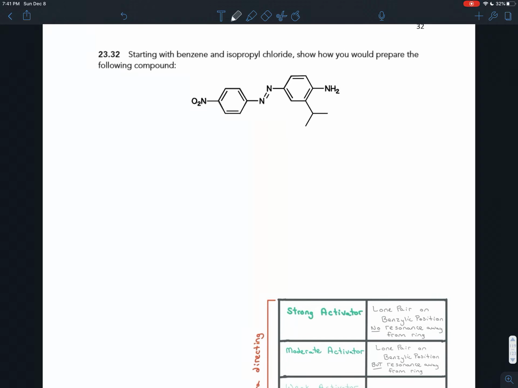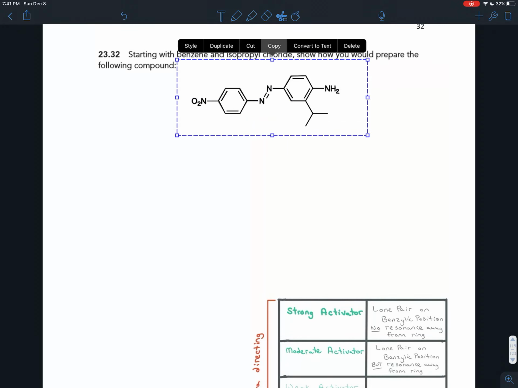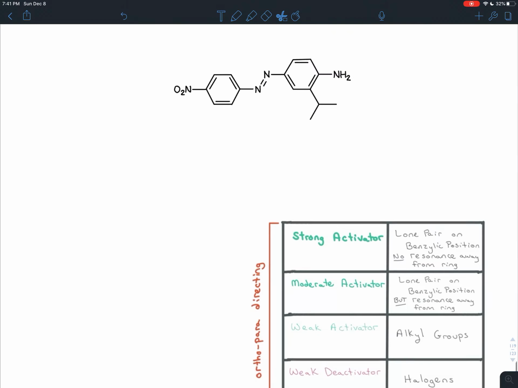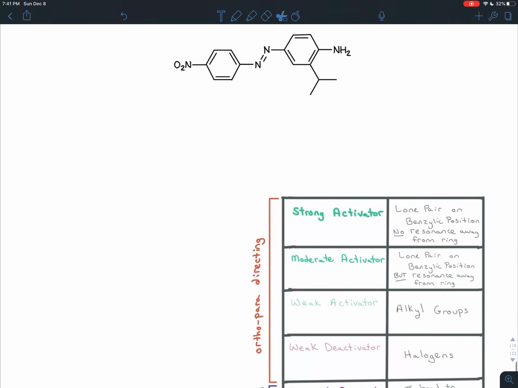Exercise 2332 asks you to make an azo dye from the vapors of gasoline and an alkyl halide. Now, we can start this by doing a retrosynthesis. They give us the product, so we can start with that and think about what reactants, what reagents we would need in order to make this.